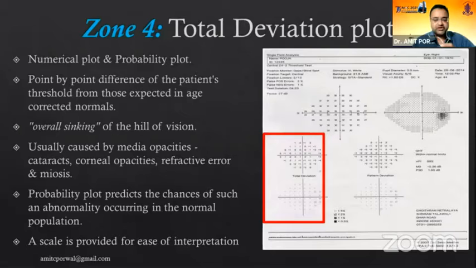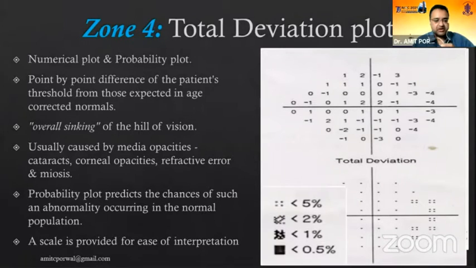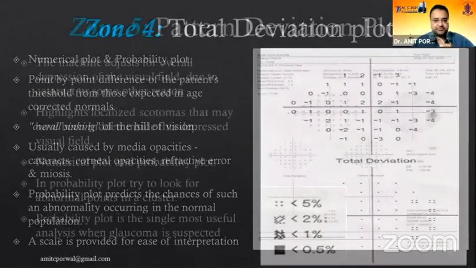Zone 4 is the total deviation plot. Now, what is this total deviation plot? It has a numerical plot and a probability plot. It is the point by point difference of the patient's threshold from those expected in age corrected normals. So it shows the overall sinking of the hill of vision and is usually caused by media opacities like cataract, corneal opacity, or refractive error, miosis. The probability plot predicts the chances of such an abnormality occurring in the normal population, and it is shown there also. And a scale is provided for ease of interpretation.